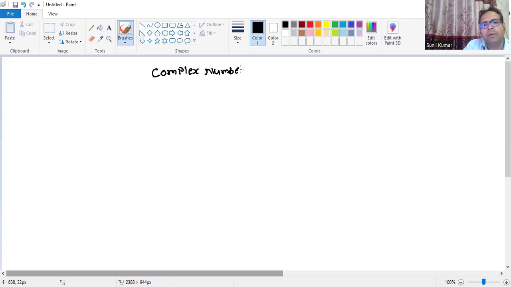We know that if you have an expression x square plus 1 equal to 0, and you want to find the x that satisfies this equation, there is no real value possible. There is no such value for x. We will not get the zero here.